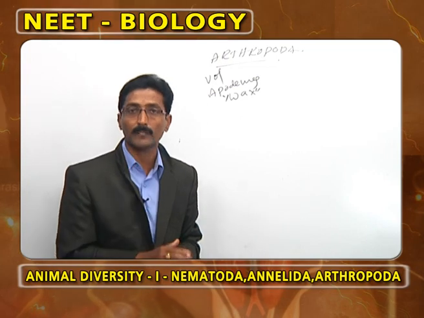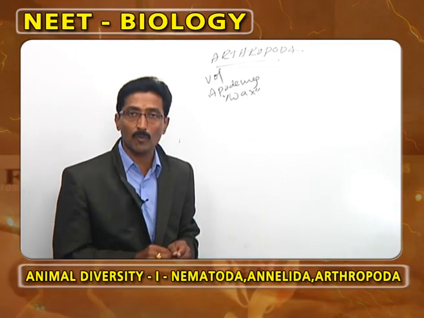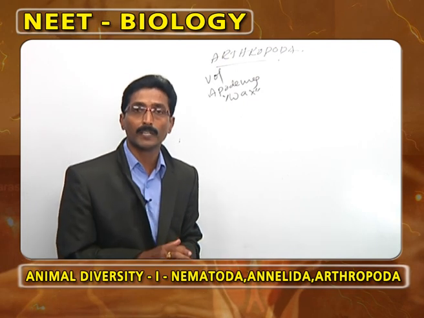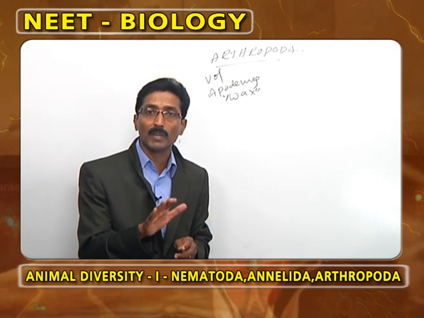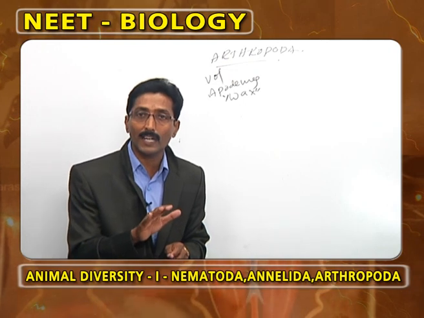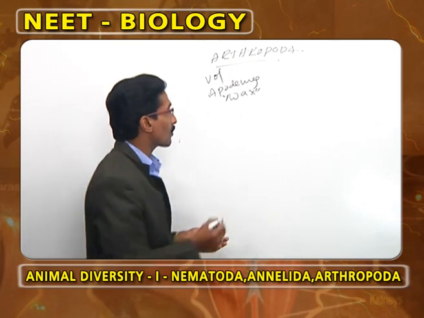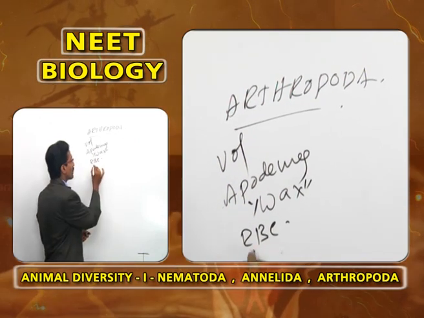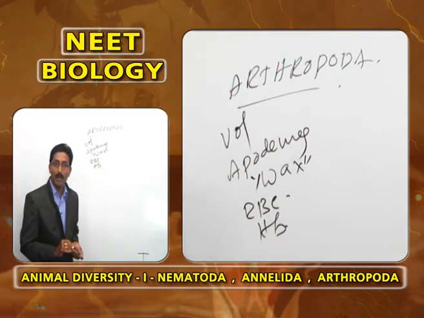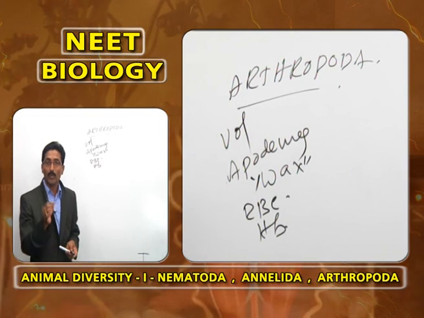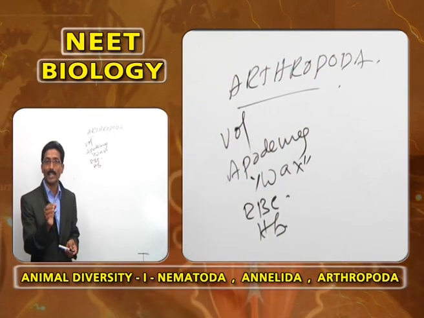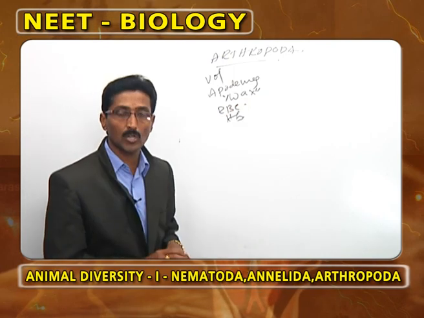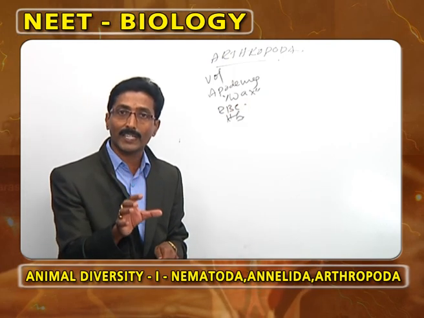Only one sphincter. Now, in the phylum Arthropoda, what about the circulatory system? It is purely open type. What is meant by open type? The blood flows in the sinuses or spaces. In case of Arthropoda, what type of cells are absent? RBC absent. Hemoglobin also absent. But in some arthropods, what is the respiratory pigment? The copper containing hemocyanin.